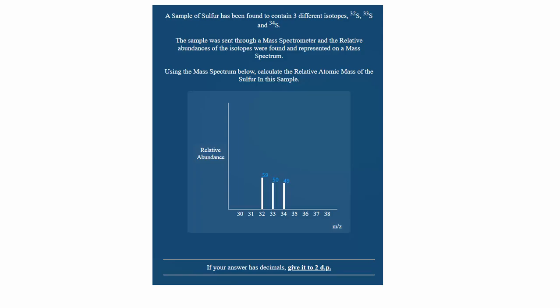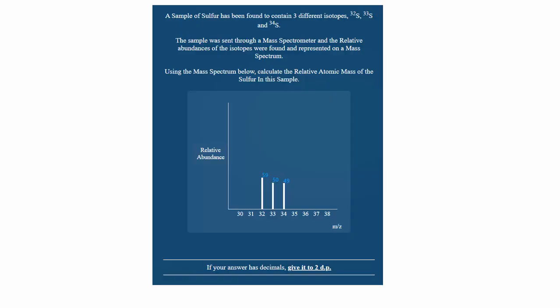In this question, we've been given a sample of sulfur. We've been given the mass spectrum of this sample, and we've been asked to calculate the relative atomic mass of the sulfur in the sample. And we've been asked to give our answer, if it does have decimals, to 2 decimal places.